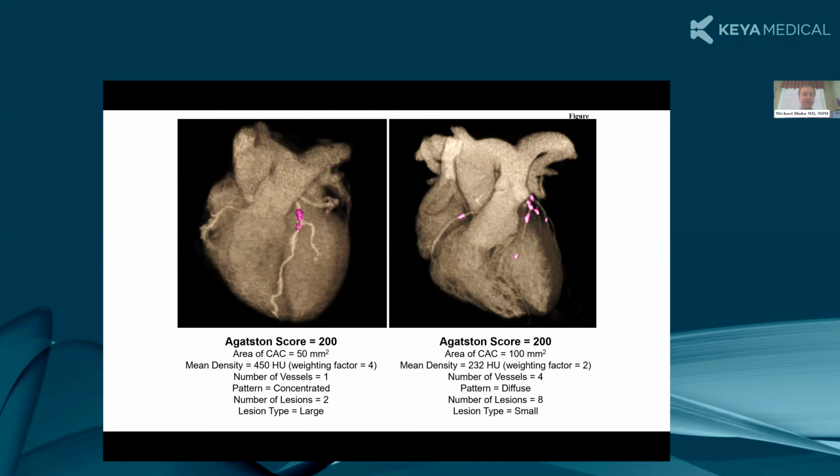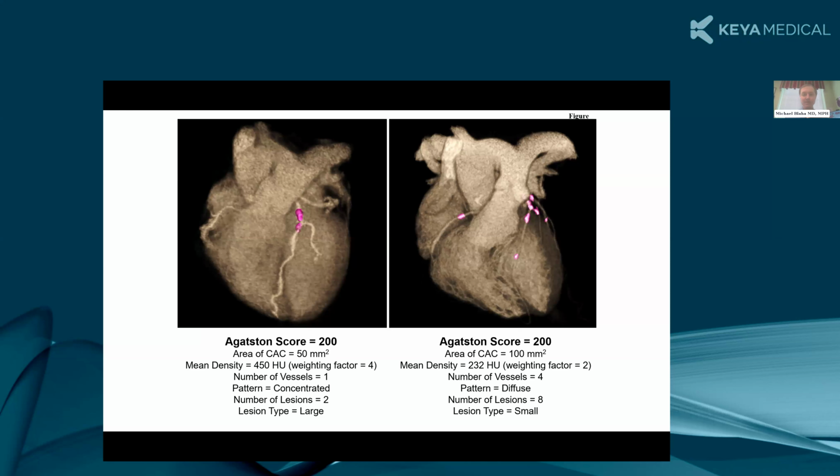So here are the two patients. You can see the patient on the left has dense focal calcification in the LAD. The patient on the right has more diffuse, less dense calcification throughout several of the coronaries. And you can see these patients are different in several different metrics, but have the same calcium score.